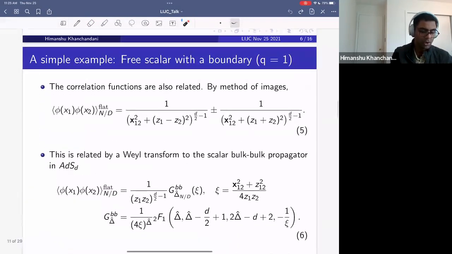So one thing to note is that a 2-point function in a BCFT can be expanded in boundary channel conformal blocks, as was also pointed out in the previous talk. Then the boundary channel conformal blocks are exactly the same as the bulk-to-bulk propagator in AdS. This is just a statement about kinematics, though.